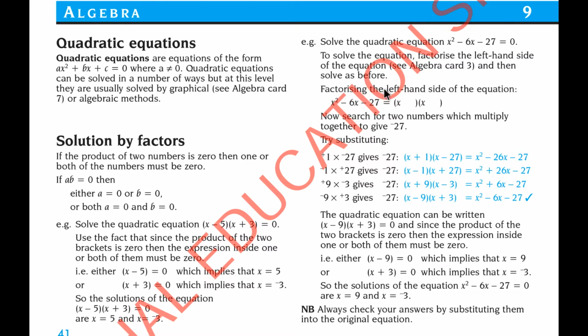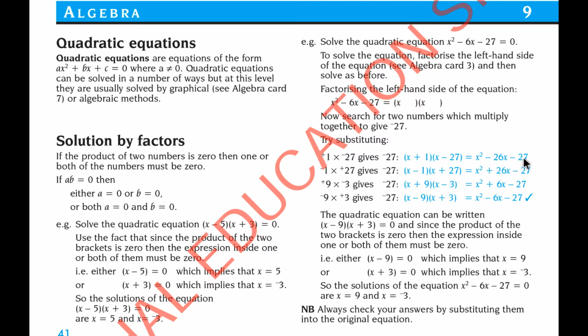Factorizing the left hand side, x^2 - 6x - 27, here within brackets x and here within brackets x. Now search for two numbers which multiplied together give you -27, and when added give you -6. Think of something like this: (x - 9)(x + 3). Minus 9 times plus 3 gives you -27. Minus 9 and plus 3 together give you -6. I believe my values are accurate.